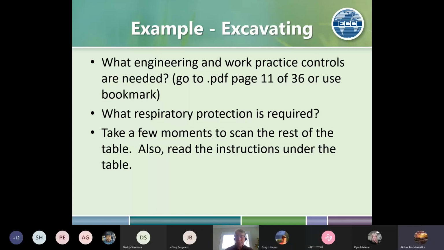Mike, are you talking about the assigned protection factor? No, I'm not talking about respiratory protection right now. I'm just saying if you're going to allow somebody to control the dust with the water spray, to what level are you controlling the dust? As necessary. Yeah, that's what it says, as necessary. So you've got just dust control. Yeah.